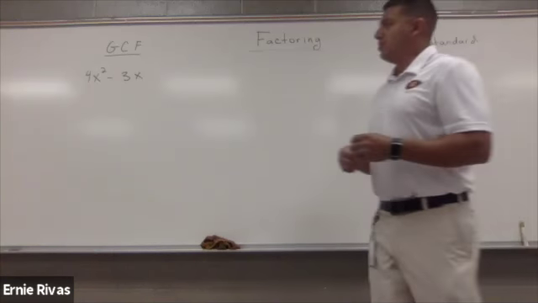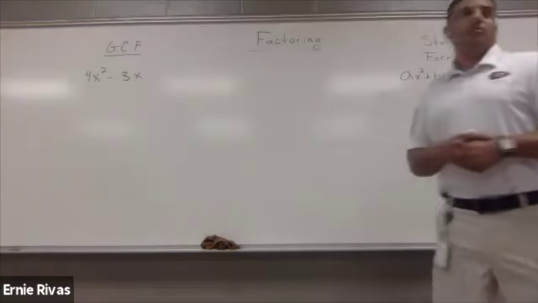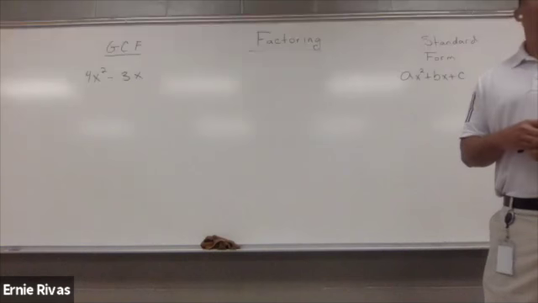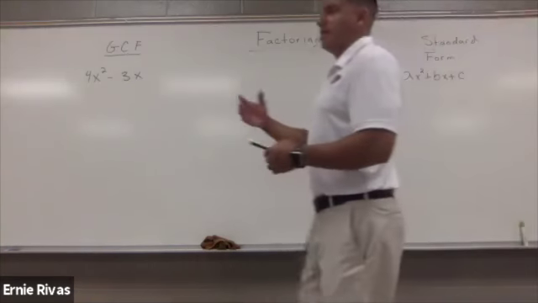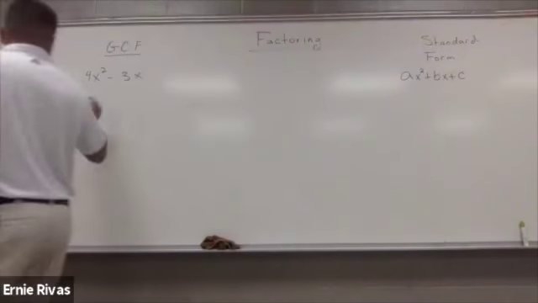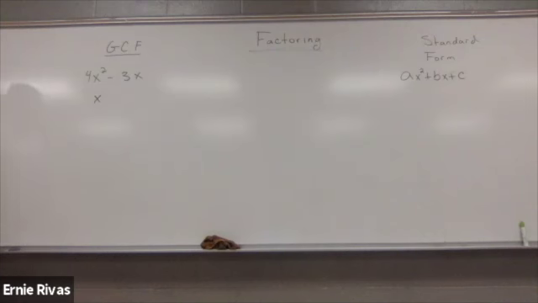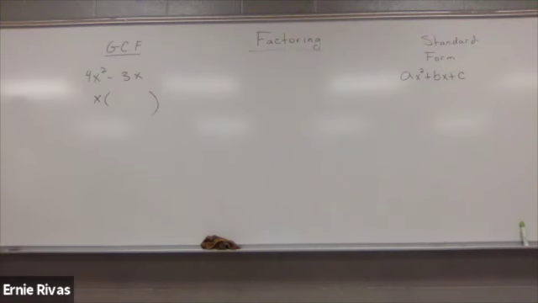So what about the variables? Is there an x term in both of them? Is there an x squared in both? No. There is at least an x, but there's not an x squared because this is just to the first power. So in this case, my common factor is x. So if I pull it out, I'm going to divide it out of each term.